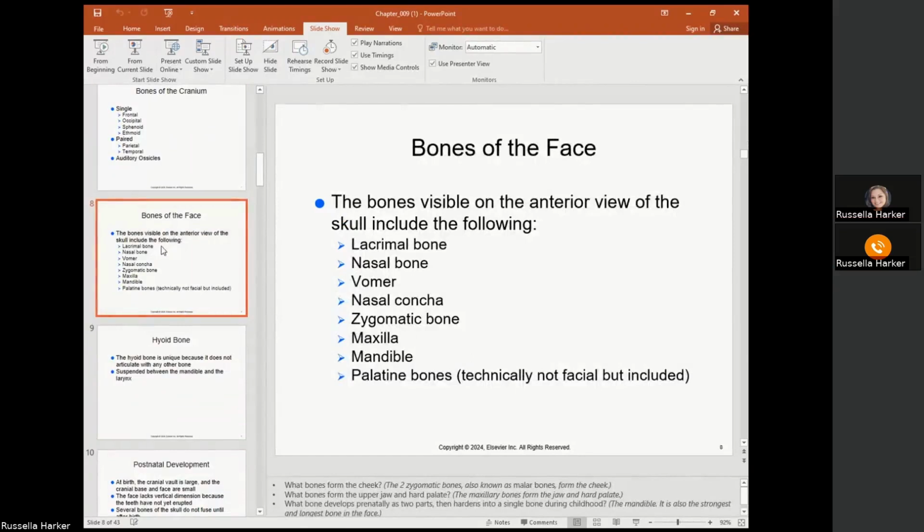With the bones of the face, the bones visible on the anterior view of the skull include the following: the lacrimal bone, nasal bone, vomer, nasal concha, zygomatic bone, maxilla, mandible, and palatine bones that are technically not facial but are included. The palatine bones are paired between the maxilla and the pterygoid process of the sphenoid bone.